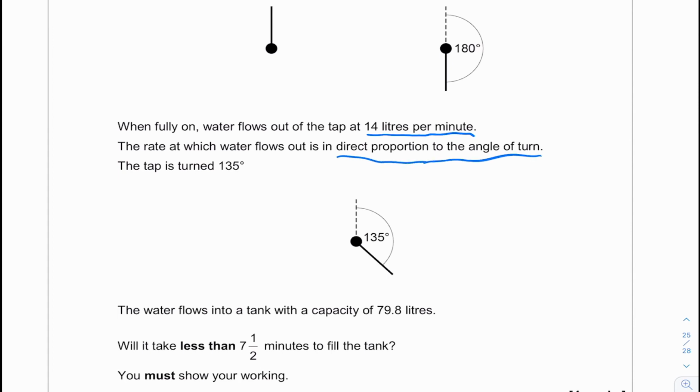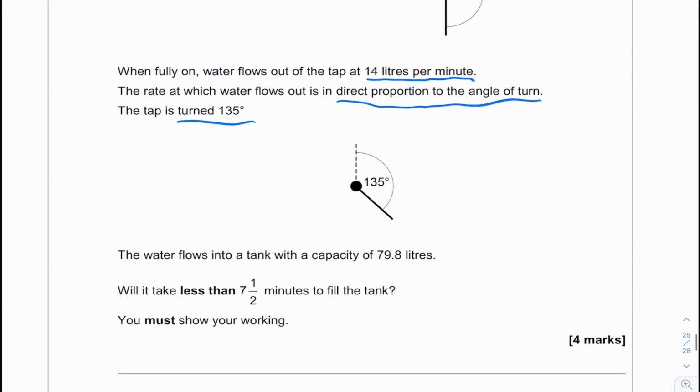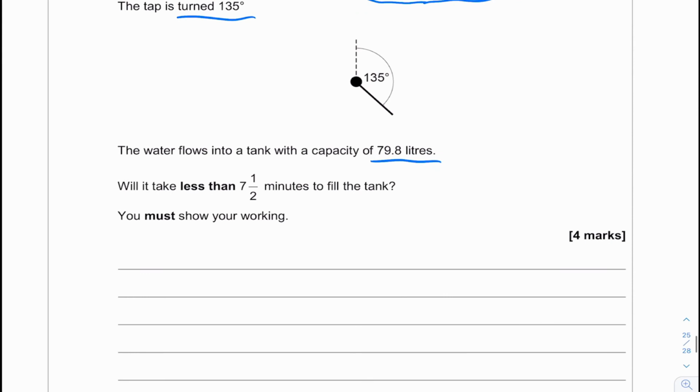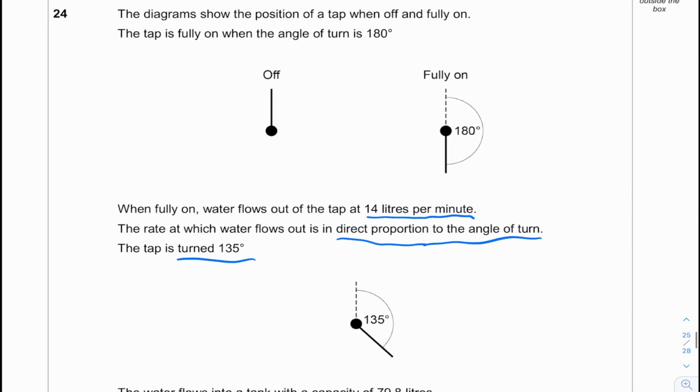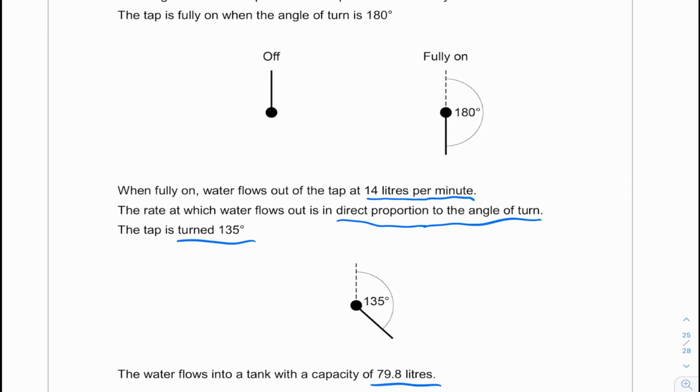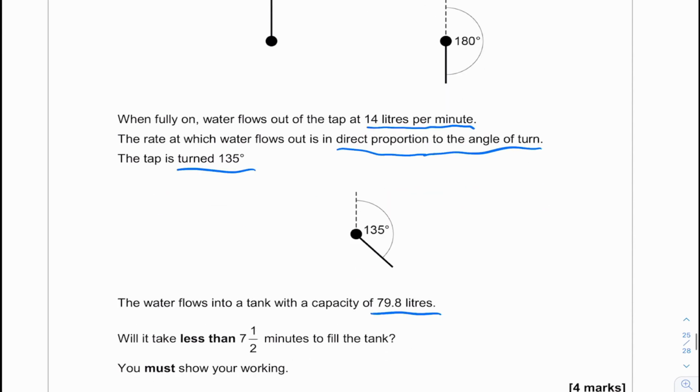Okay, and we are then told the tap is turned to 135 degrees, as shown here. And the water flows into a tank with a capacity of 79.8 litres. So we then need to work out, will it take less than 7.5 minutes to fill the tank? So the first thing to do, as the amount of water that flows through the tap is in direct proportion to the angle of the turn, is to work out the rate of water flow in 135 degrees.